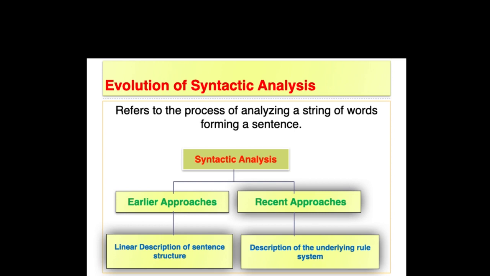And this is what we call tree diagrams, which describe the underlying rule system by showing the hierarchy within a sentence. We are going to have a look at it in a few minutes. The hierarchy of the sentence shows what the constituents of a specific sentence are, what it consists of, in terms of words, phrases, verb phrases, noun phrases, what we call in general strings of words.